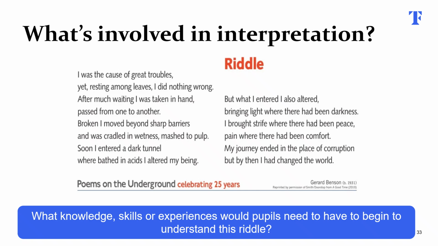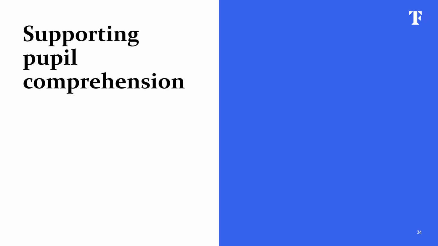So they'd need, for example, to be able to read the text, to understand vocabulary like pulp or strife or corruption. They'd need to know the story of the Garden of Eden. They'd have to understand concepts like sin and free will. And they'd have to understand the basics of human digestion as well. It's clear that before a pupil can interpret a text, they need to understand or comprehend it first. So how can teachers support their pupils to understand the text that they're asking them to engage with? In case you're wondering, the answer to that riddle was the fruit in the Garden of Eden.